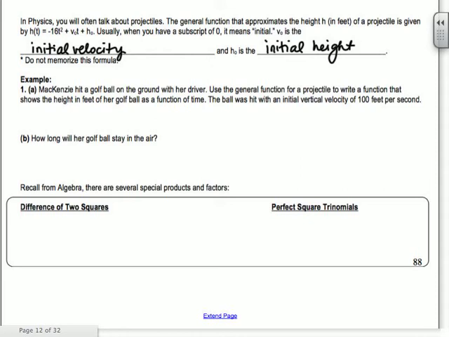Okay, so Mackenzie hit a golf ball on the ground with her driver. Use the general function for a projectile to write a function that shows the height in feet of her golf ball as a function of time. This ball was hit with an initial velocity of 100 feet per second. So this is our v sub o. What's h sub o? Initial height. And what's h sub o in this problem? 0, because she's hitting it from the ground.